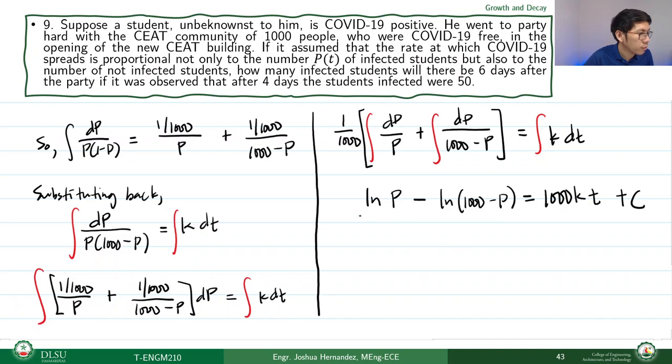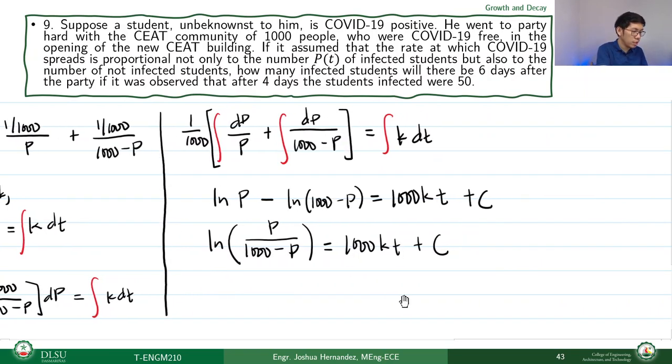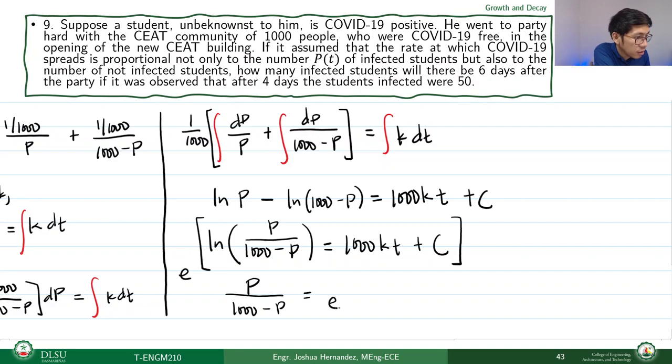Yon. We can further simplify this. We're gonna get 1,000 minus P all over P is equal to 1,000 KT plus C. Ayan. If I raise this to E, ano makukuha ko? I can cancel out ln. Magkakaroon ako ng P all over 1,000 minus P equals E raised to 1,000 KT plus C. Tama? But we know that this is also equivalent to e raised to C. Right? And we know that e raised to C is also equivalent to C.